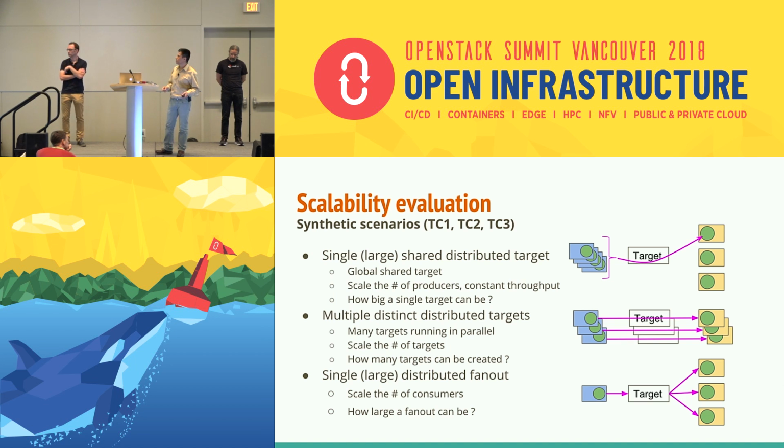In the second case, we have multiple distinct distributed targets, where we have one producer and one consumer and a dedicated target. This time, we want to evaluate how we can scale the number of targets and how many targets can be created. Finally, in the third test case, we have a single large distributed fan-out, where we have only one producer broadcasting messages to several consumers. Here, we want to answer how large a fan-out can be.